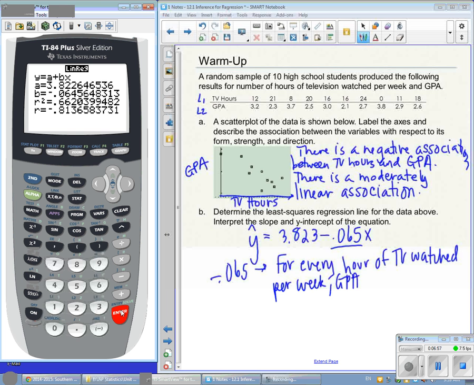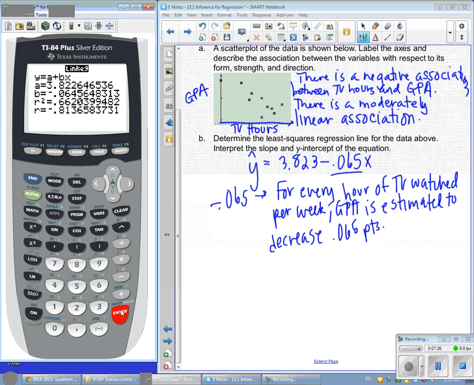So we could say the GPA is estimated to decrease 0.065 points. Okay, so you do want to make sure that you're using estimated or approximately or on average, that you're not describing it as being an exact value that's going to happen for everybody. And then what about the y-intercept? Our y-intercept is 3.823. What does that represent?